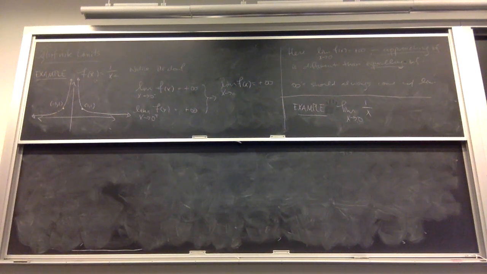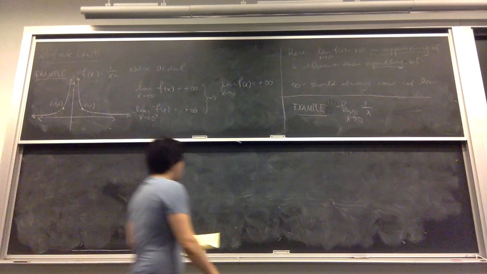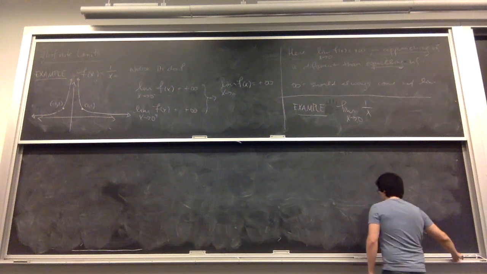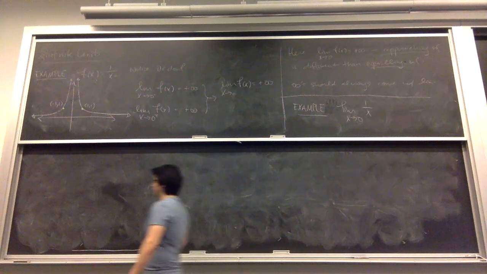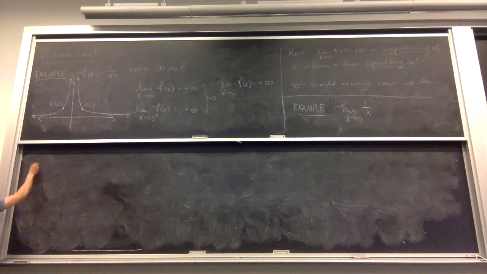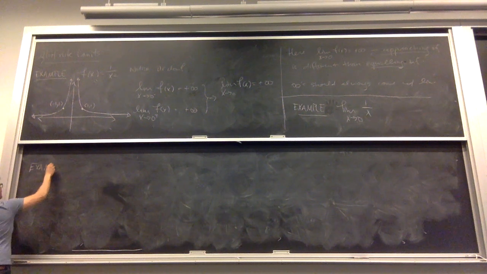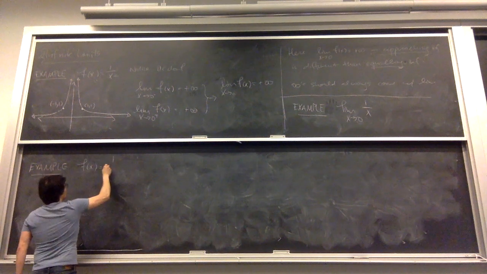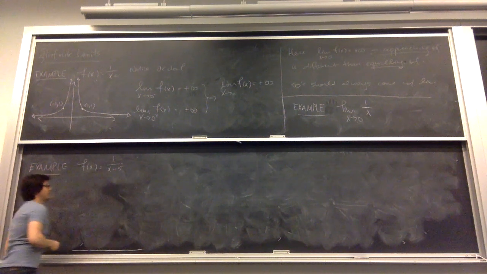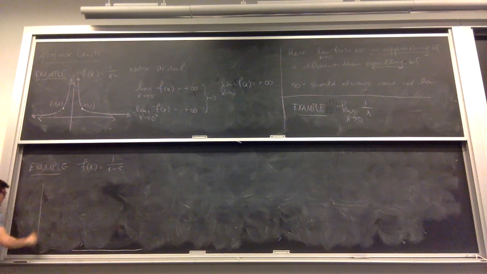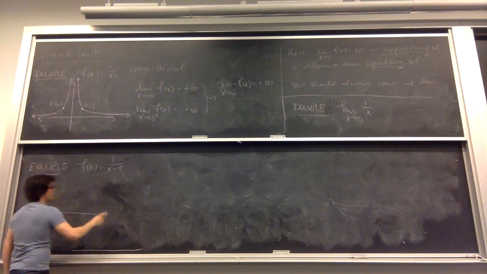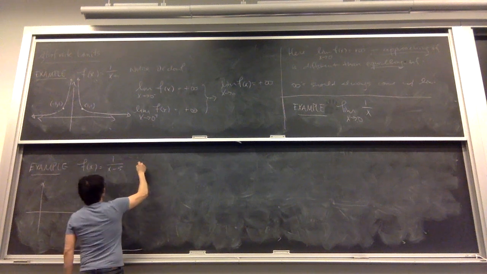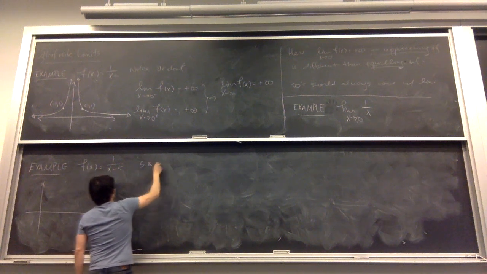Oh shoot, I meant to shift it by 5. That's okay. I wrote that a little bit wrong. Just for the sake of difference, I'm going to do this one: f of x is equal to 1 over x minus 5. I'm getting bored of centering things at the origin. So here we immediately notice that 5 is not in the domain of f.